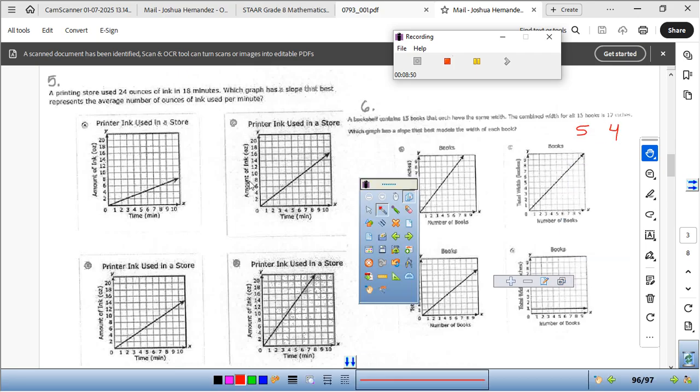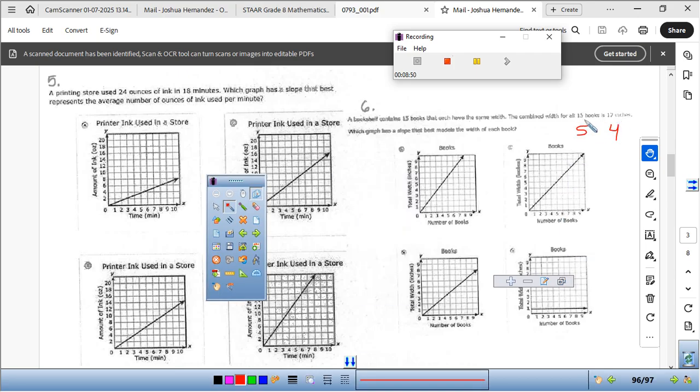So look at this number right here: 5 books and 4 inches. 5 books, 4 inches. Not this one, not this one. 5 and 4 again. C is the correct answer.